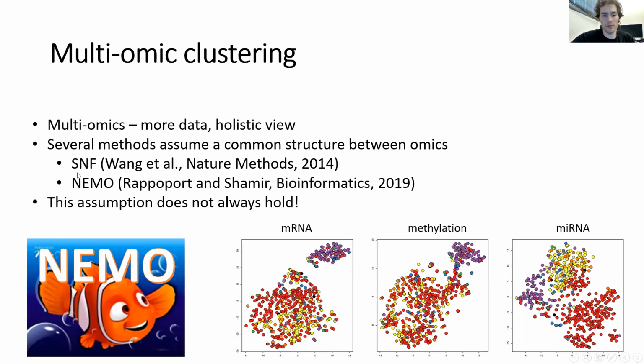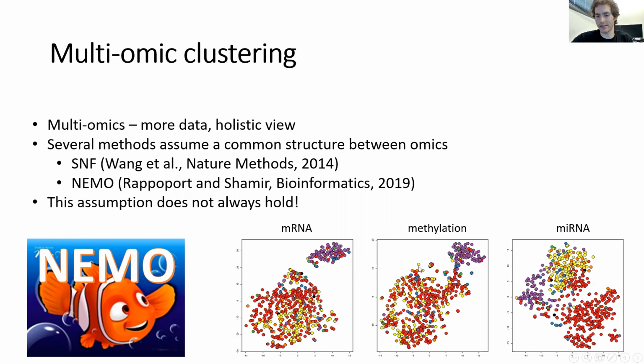There were a few algorithms that were developed for this task, for example, SNF and NEMO, which we developed previously. And these methods, as well as others, work under the assumption that there is some common structure between the omics. But this assumption does not always hold, and I will show you what I mean here using an example.